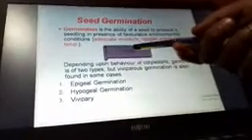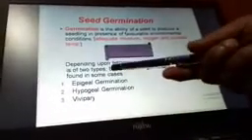Now the seed germination. Germination is the ability of a seed to produce a seedling in presence of favorable environmental conditions. Those favorable conditions are adequate moisture, oxygen and stable temperature. Now the types. Depending upon the behavior of cotyledons, germination is of two types. But viviparous germination is also found in some cases. So the types are the epigeal, hypogeal and the vivipary.